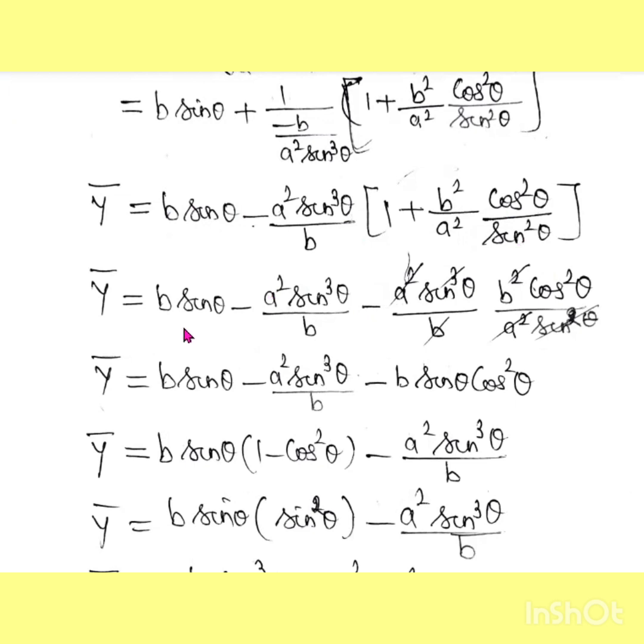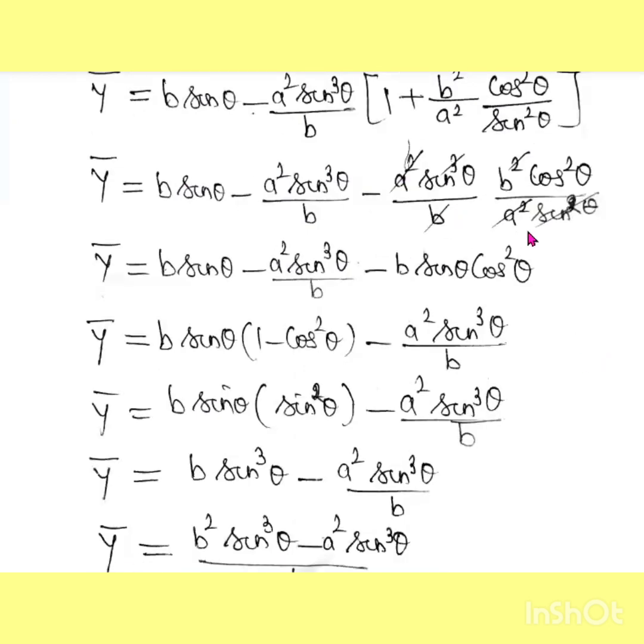Y bar is equal to b sin theta minus a square sin cube theta divided by b into 1, so minus a square sin cube theta divided by b, minus a square sin cube theta divided by b into b square by a square cos square theta divided by sin square theta. So you can cancel a square, sin cube theta divided by sin square theta will be sin theta, and b square divided by b. So therefore, y bar is equal to b sin theta minus a square sin cube theta divided by b minus b sin theta cos square theta.